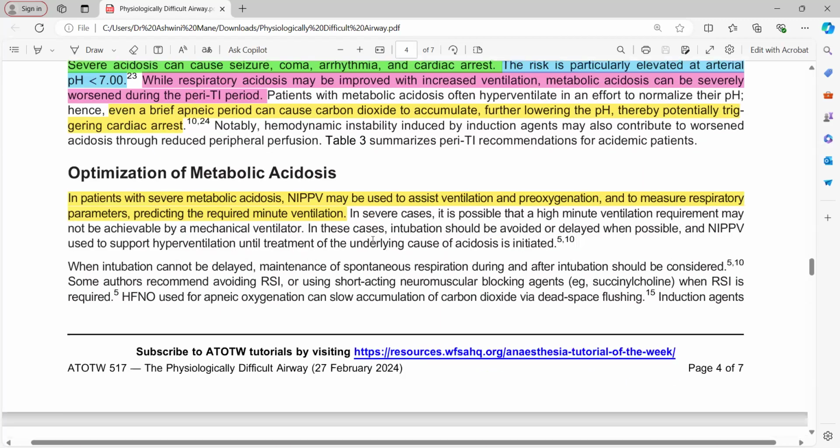Now, the optimization of metabolic acidosis. In patients with severe metabolic acidosis, NIV may be used to assess ventilation and pre-oxygenation and to measure respiratory parameters predicting the required minute ventilation. In severe cases, it is possible that a high minute ventilation requirement may not be achievable by a mechanical ventilator. In these cases, intubation should be avoided or delayed when possible, and NIV used to support hyperventilation until treatment of the underlying cause of acidosis is initiated. When intubation cannot be delayed, maintenance of spontaneous respiration during and after intubation should be considered.